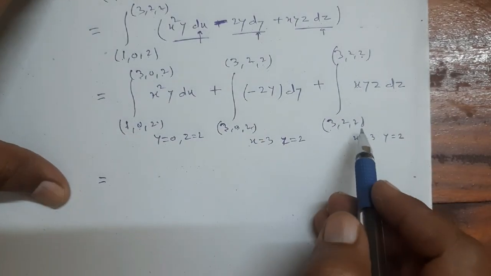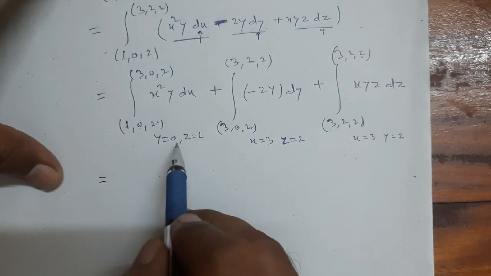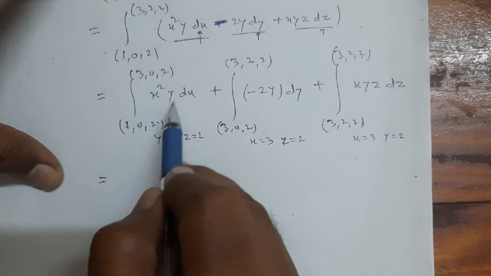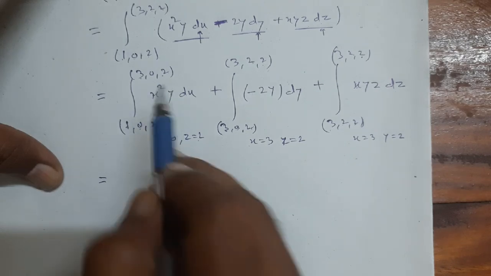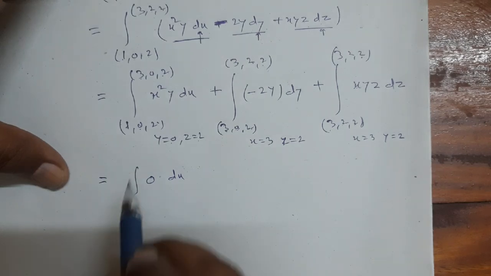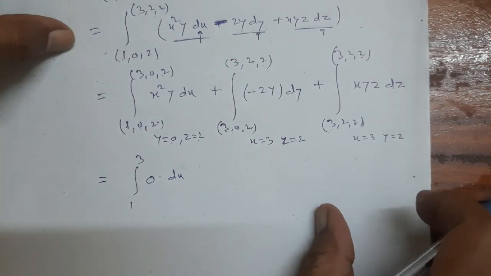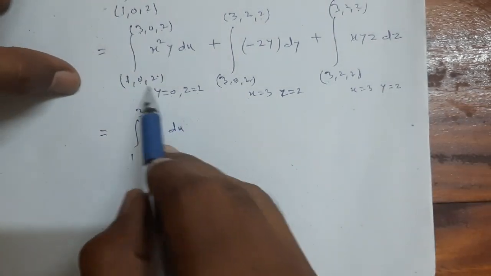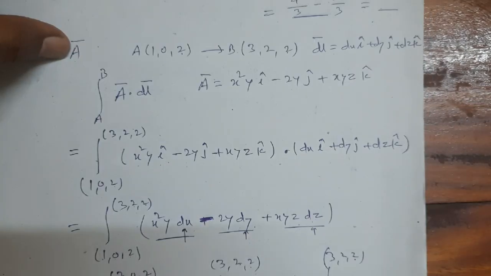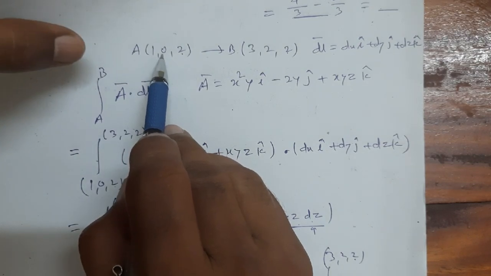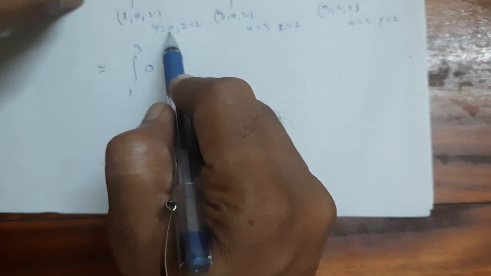Now here, what happens? Now if I substitute y to be equal to 0 and z to be equal to 2, then this term will vanish in this case. Correct? And therefore, it will be 0 dx from 1 to 3. Now suppose the point is such that this is not 0, say for example it is 1, then here I will have to substitute 1.